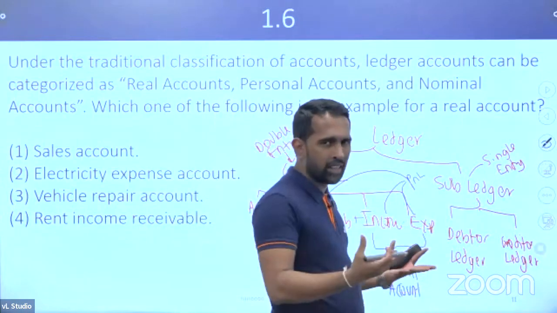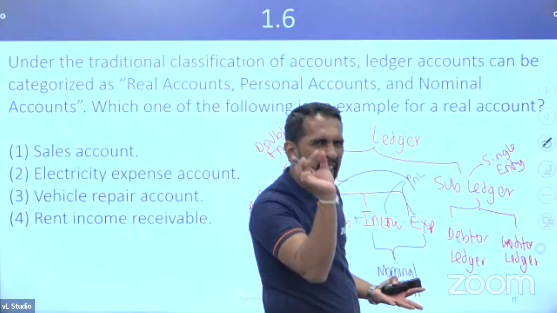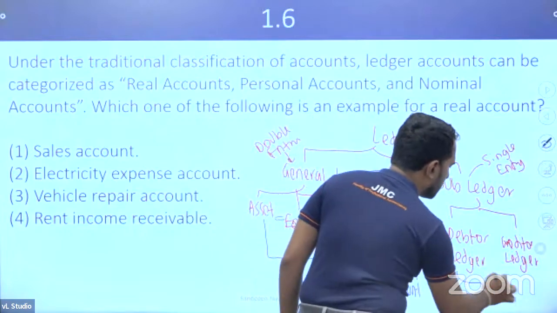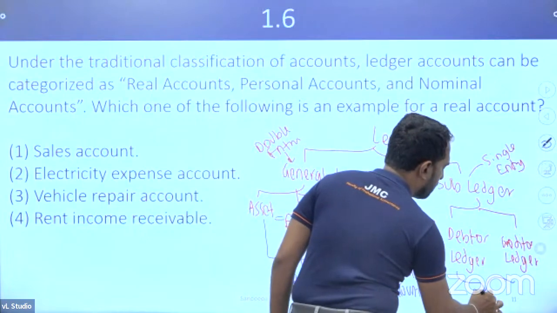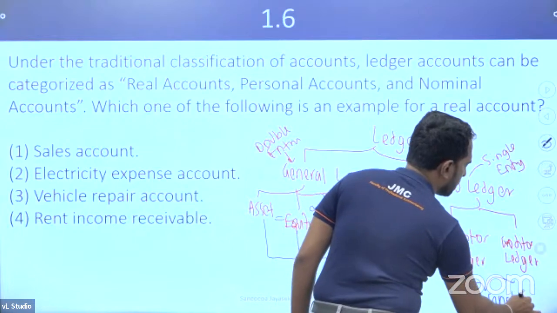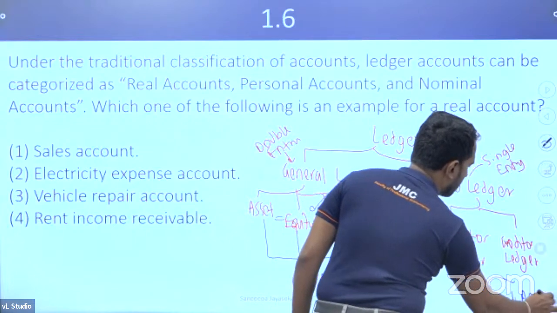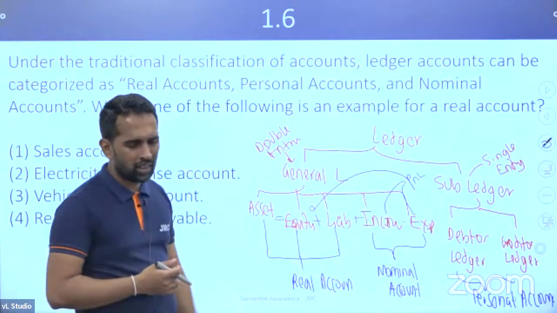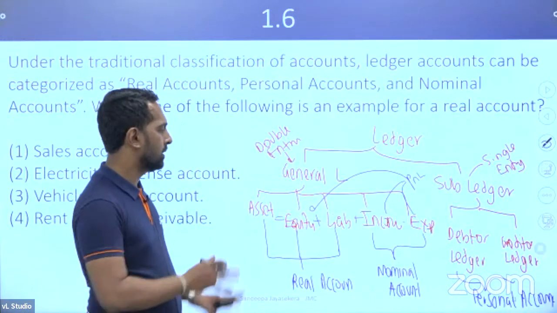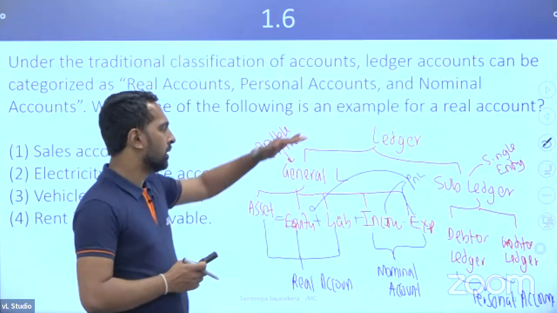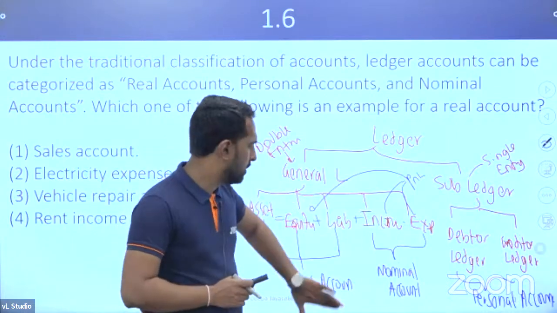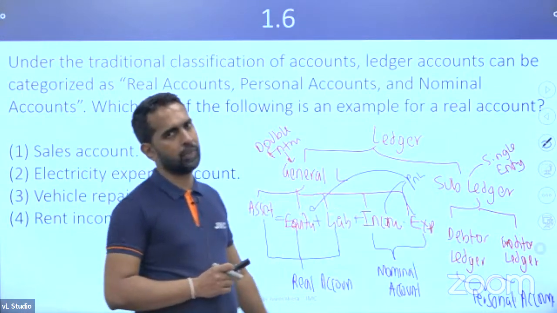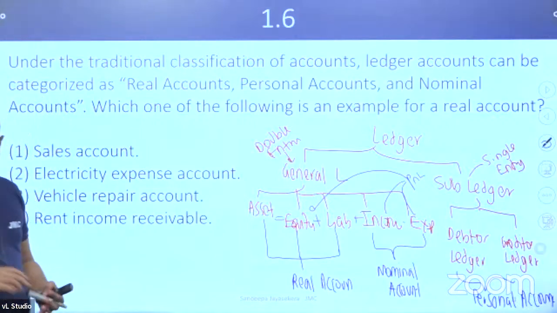Debtor ledger and the creditor ledger, these are maintained under the personal names. So these two ledgers are what we call the personal accounts. These are not from the main accounting process, but we maintain accounts under the name. That's the classification. This is a modern classification. This is the traditional classification. Okay, right. I hope you got the idea.